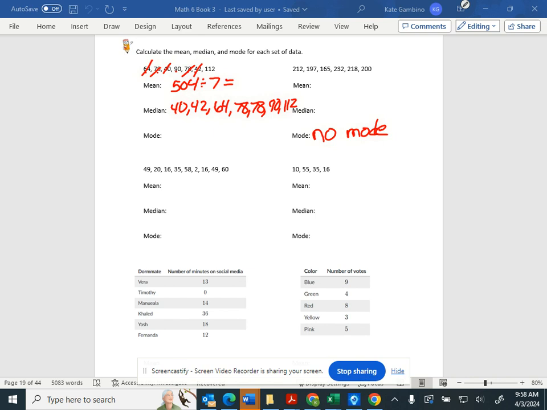So don't just leave it blank, and definitely don't put a 0, because 0 is a number in the data sets. If you put 0, it means you see a bunch of zeros up there, and I don't see any zeros in the data set. Okay, so you would just write no mode. Any other questions?